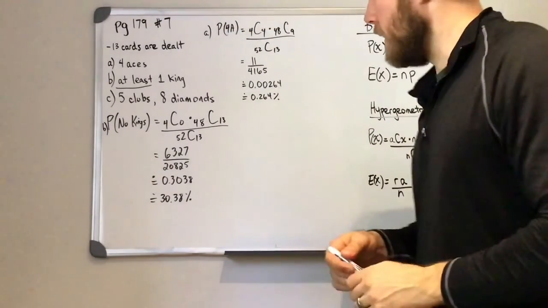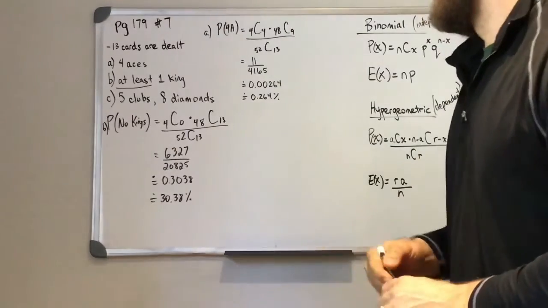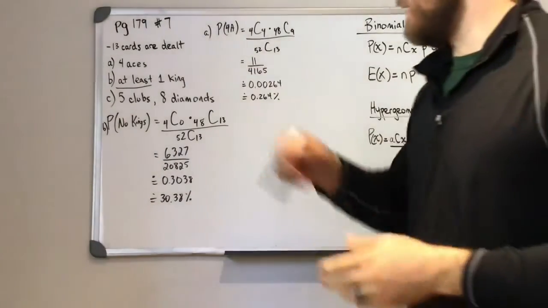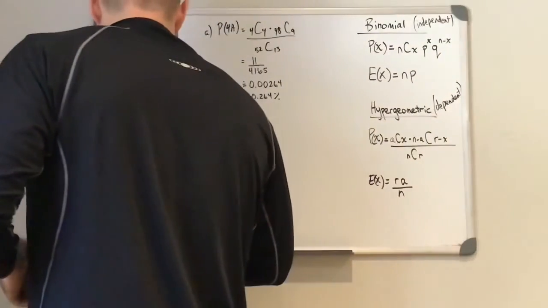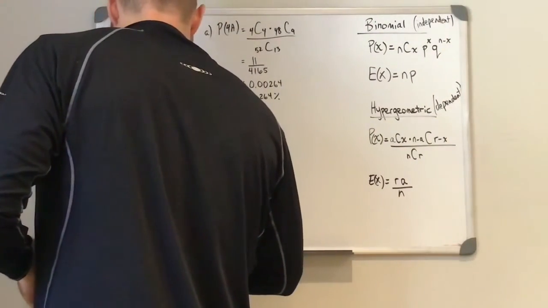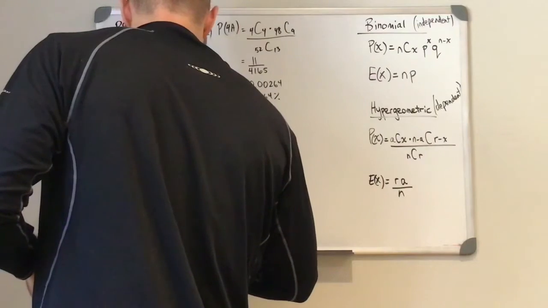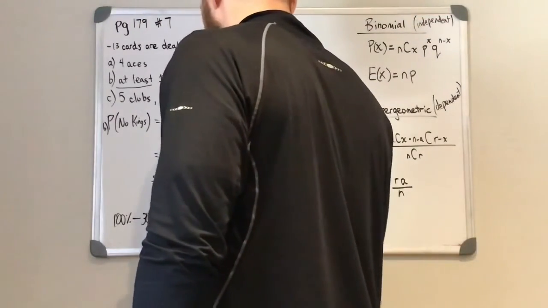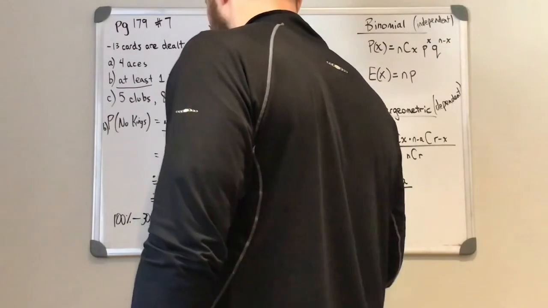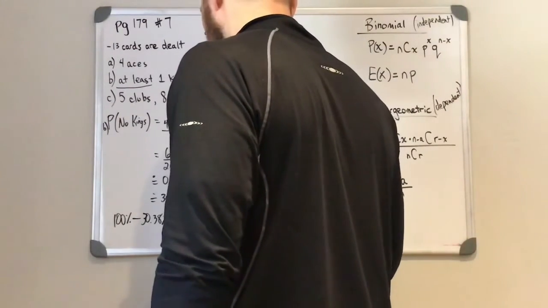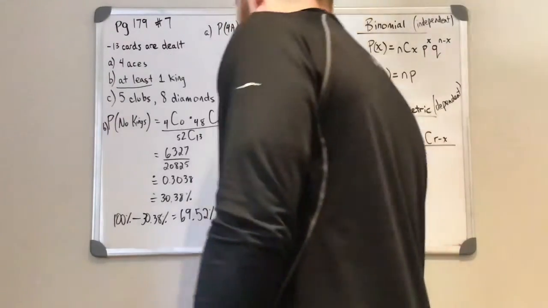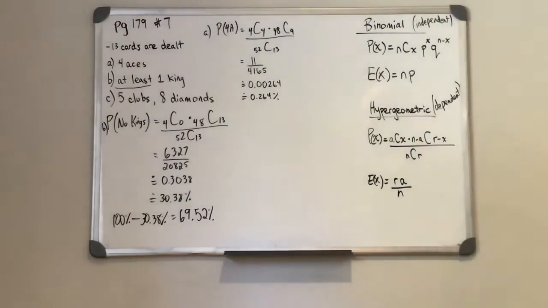We found the probability of getting no kings, which was 30.38%, but we want the probability of having at least one king. So that's 100% minus 30.38%. We're looking at 69.52%, so there's a 69.52% chance of having at least one king.